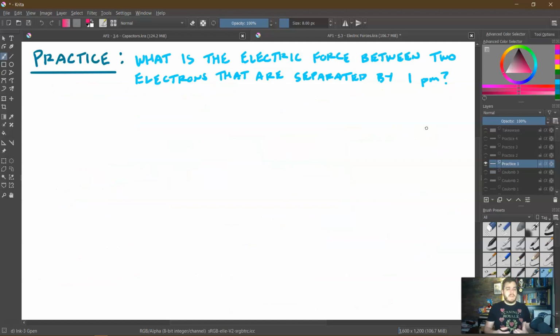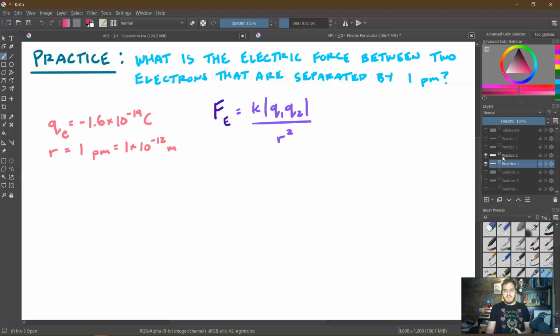So before we call it a day, let's just do a little practice problem. What is the electric force between two electrons that are separated by a distance of 1 picometer? All right, let's go ahead and identify our givens. The charge of an electron is the negative elementary charge, so negative 1.6 times 10 to the negative 19 coulombs. That number is on your equation sheet, but you probably should write it down. You're going to see it a lot. R is 1 picometer, so 1 times 10 to the negative 12 meters.